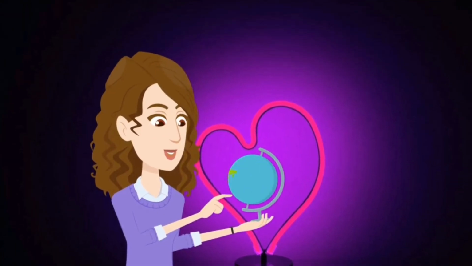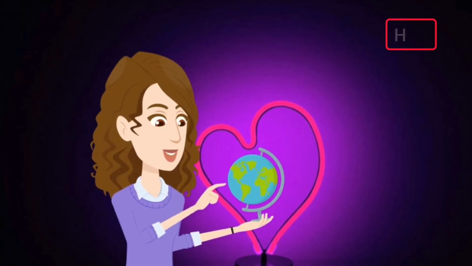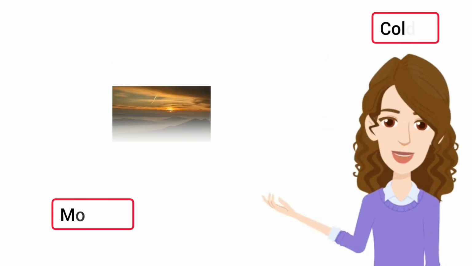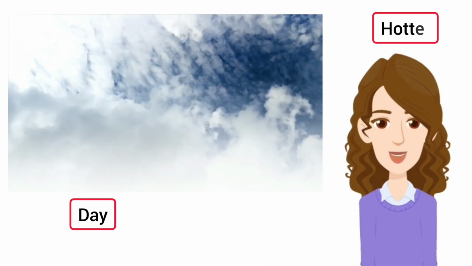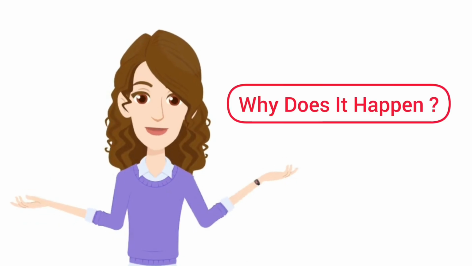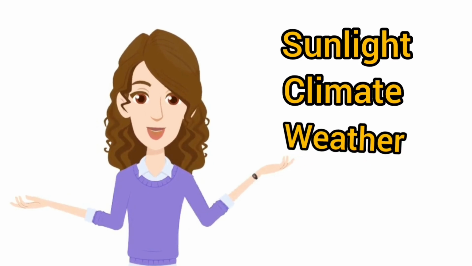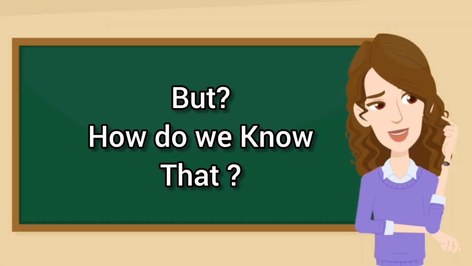Some months we feel extremely cold, while in others we feel hot. Why even months? During morning we feel colder, and during day it's hotter. Why does it happen? Obvious answer will be sunlight, climate, or weather, right? But how do we know that?